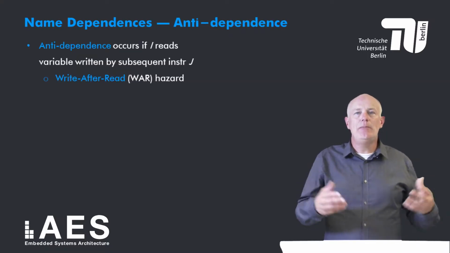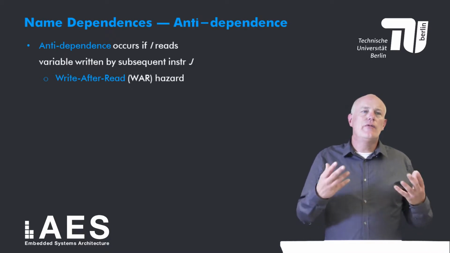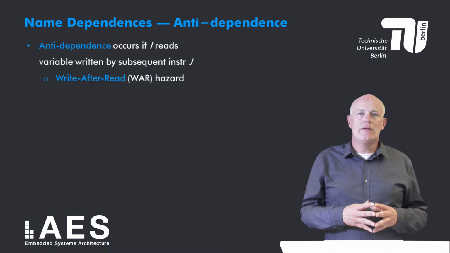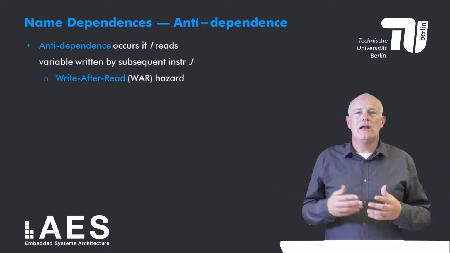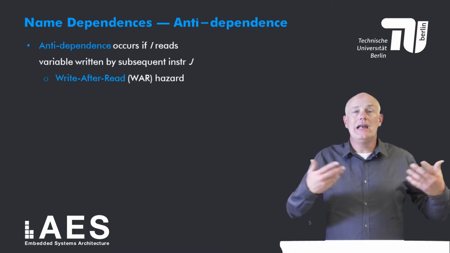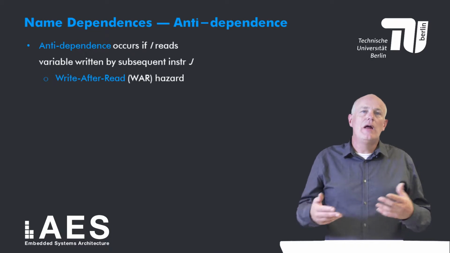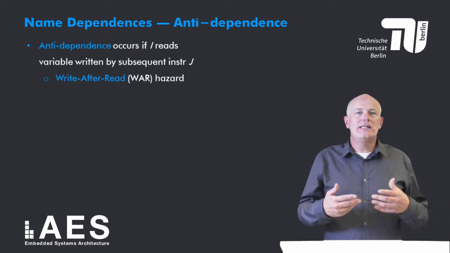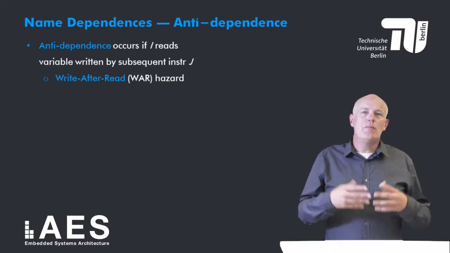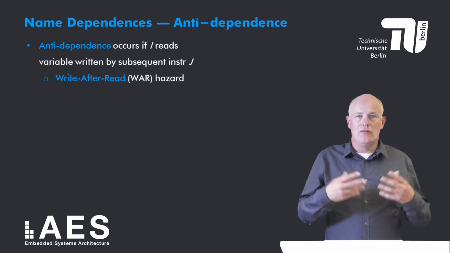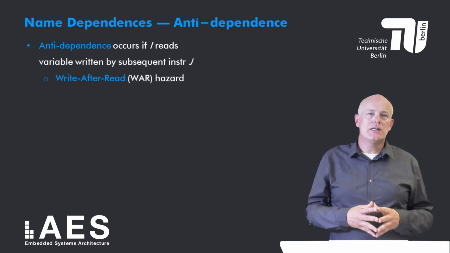Now I turn to name dependencies, anti-dependencies and output dependencies. First, I explain anti-dependencies. There is an anti-dependence between an instruction I and a later instruction J, again later in program order, if instruction I reads a variable that is written by J. So it is exactly the opposite of a data dependence. An anti-dependence may result in a write after read hazard, WAR hazard, depending on the microarchitecture of the processor.